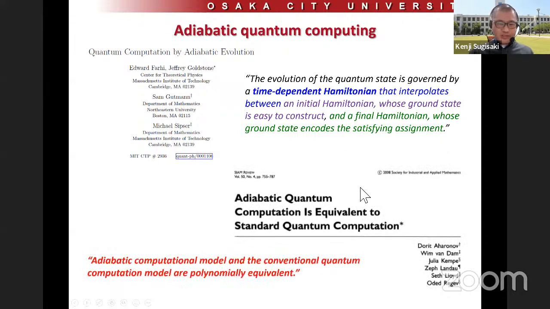Also, very importantly, the adiabatic quantum model and the conventional quantum computation model are polynomially equivalent. This was proved in this paper. Polynomially equivalent means that the adiabatic computation model can be translated to the conventional quantum computation model with a polynomial overhead and vice versa. So a problem that can be solved using the conventional quantum computation model can also be solved using the adiabatic computation model.